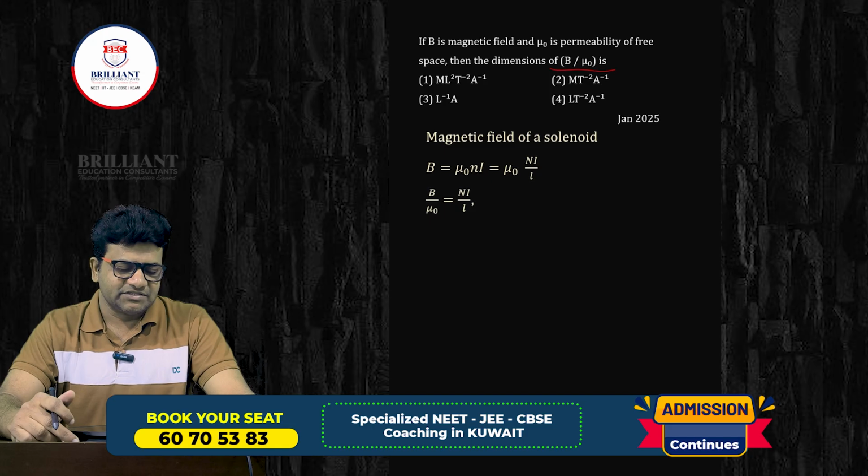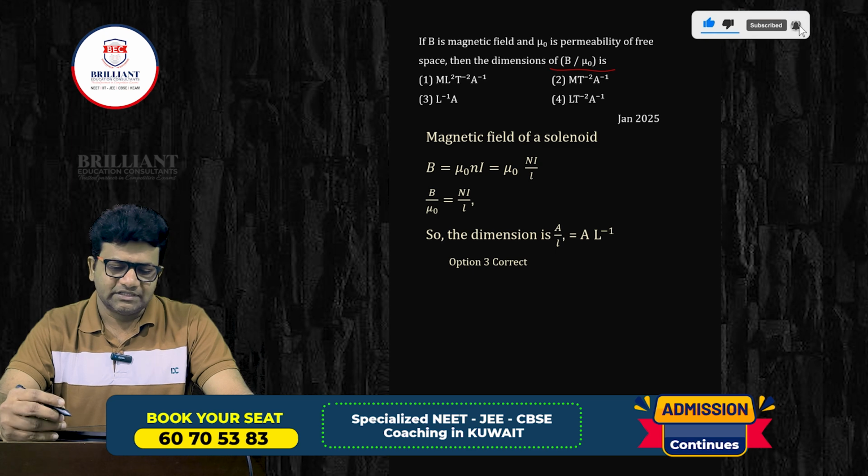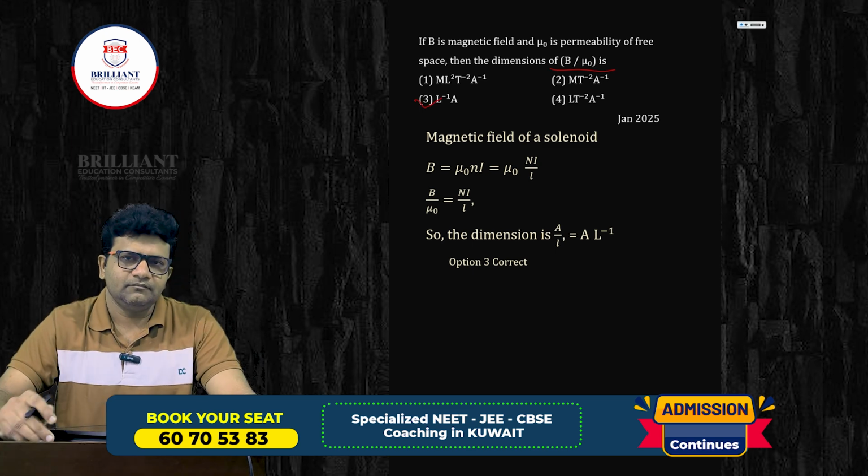Then applying the dimension of current and length, we get current A and length L. So A by L is equal to A L raised to minus 1. So option 3 is correct.